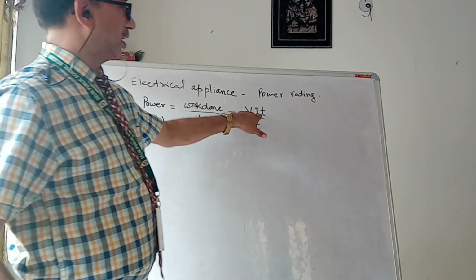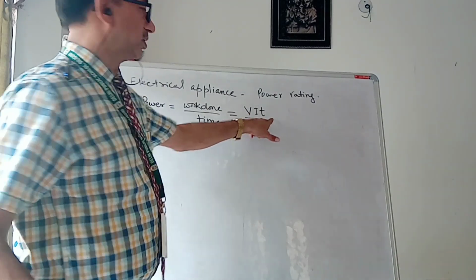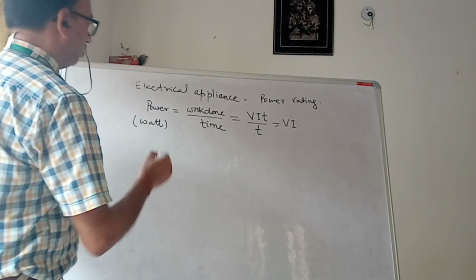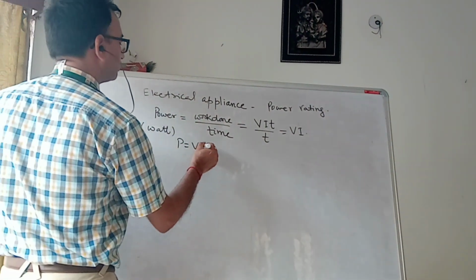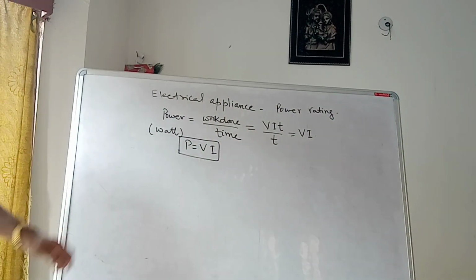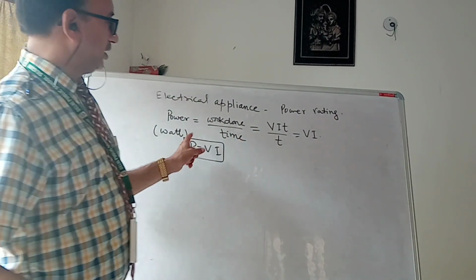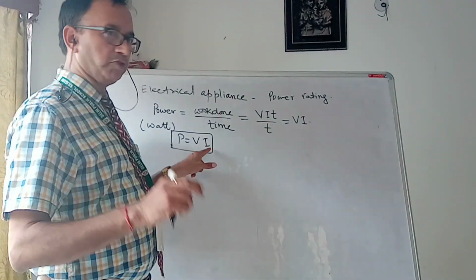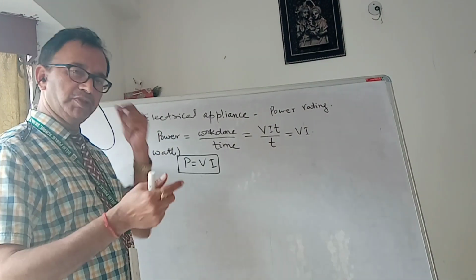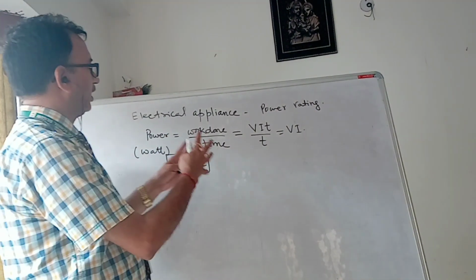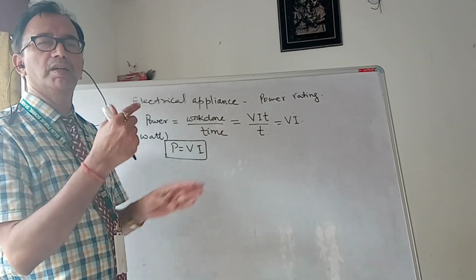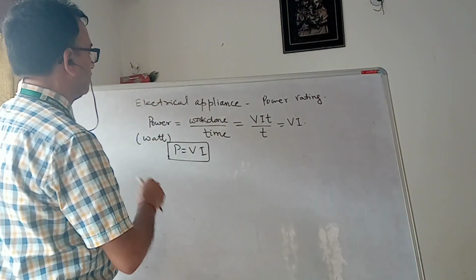Now, work done will be VIT: potential difference into current into time. So the formula is VI, power P equals VI. If an appliance is rated 100 watt and it consumes 4 ampere, you can estimate the potential difference. Or if it is operating at 200 volt and the power is 100 watts, what will be the current drawn by that appliance?